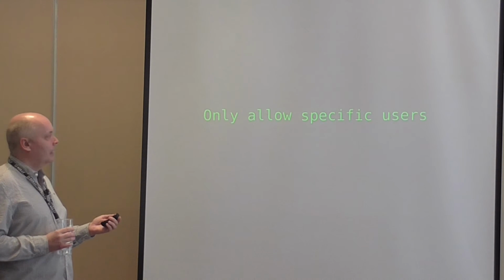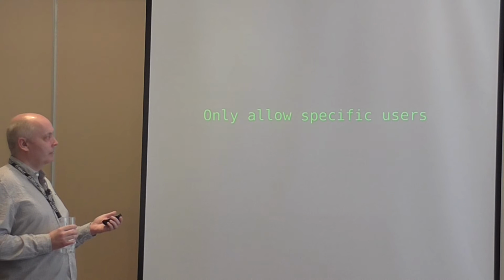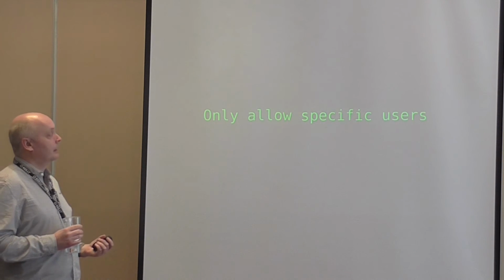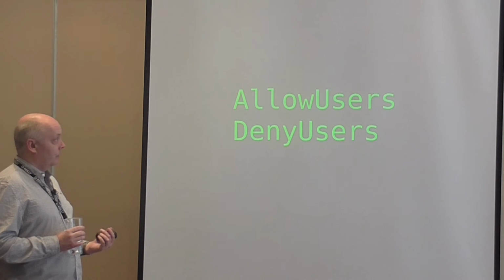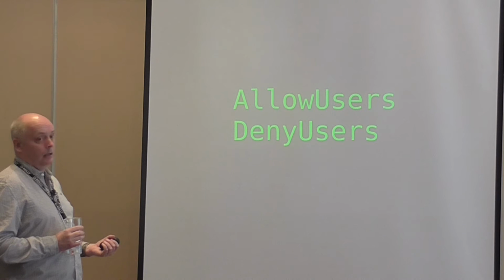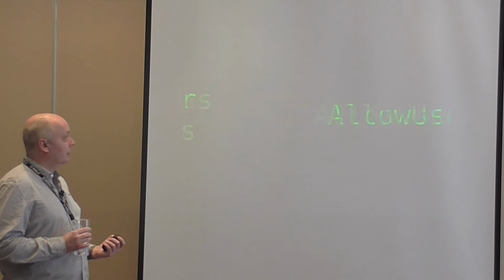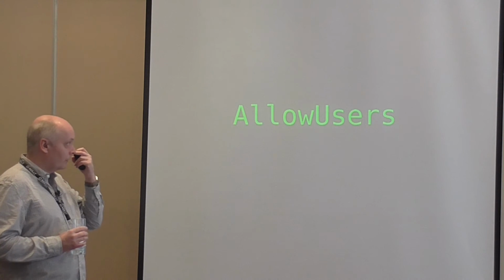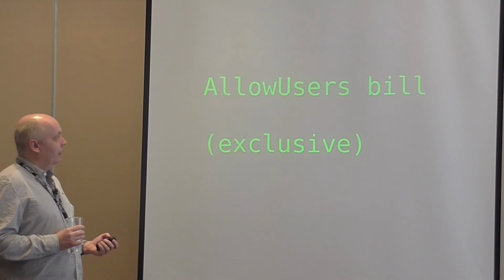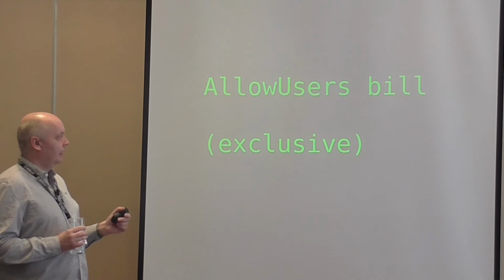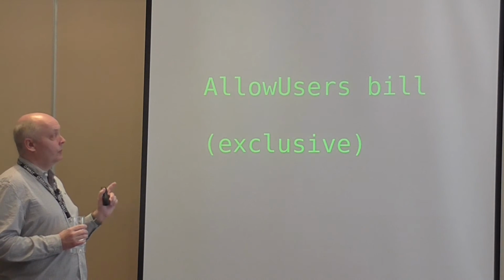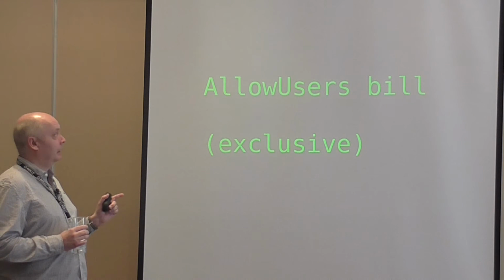By default, any person with a valid system account can connect to the server, but you may not want that. So you can do AllowUsers and DenyUsers. We'll look at AllowUsers first. You can say AllowUsers and give a username, Bill, and this is exclusive. So at this point, if you're not Bill and you restart the daemon, you won't be able to get back in.